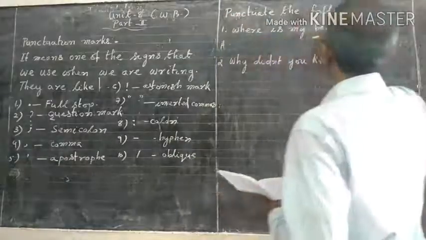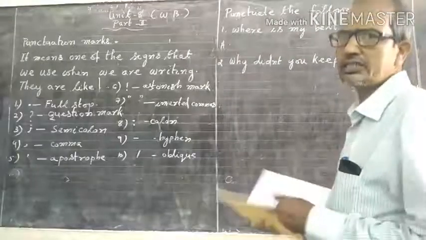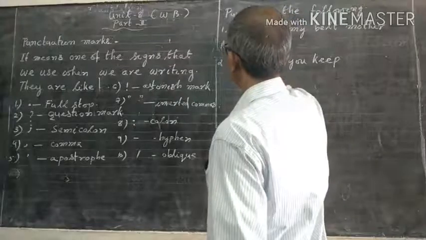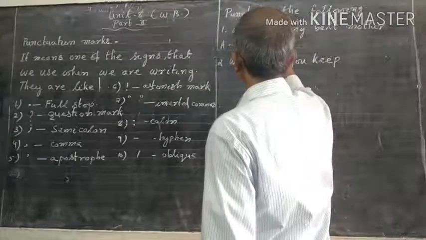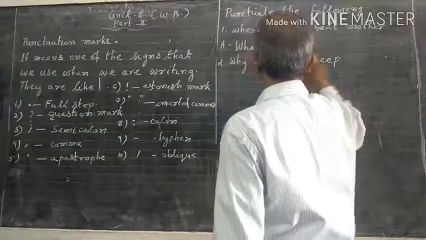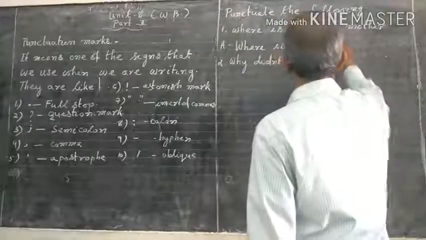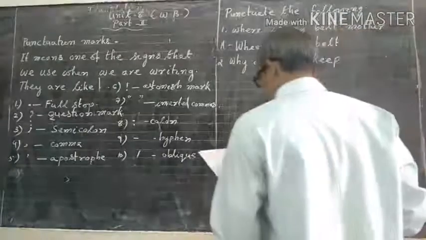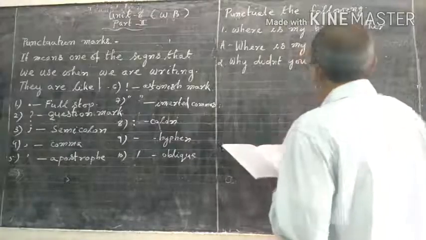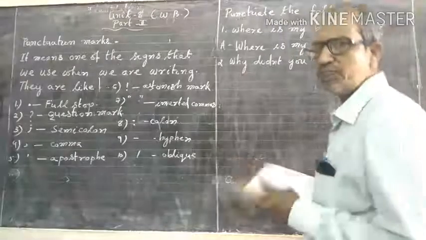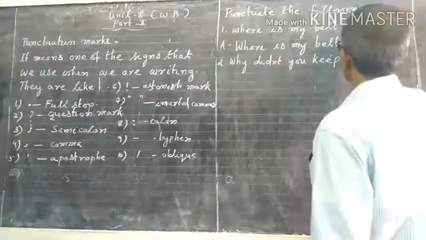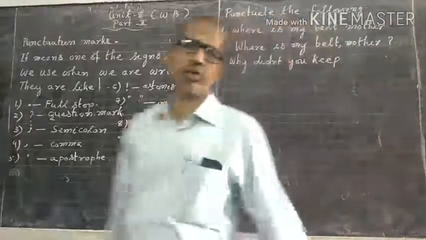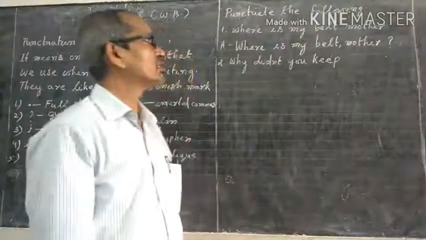Look at this. Where is my belt mother? I think it is a question. First we have to make W capital. Where is my belt? Then we have to put a comma here. Where is my belt? Then we call our mother. Then we will put a question mark. Where is my belt, mother?